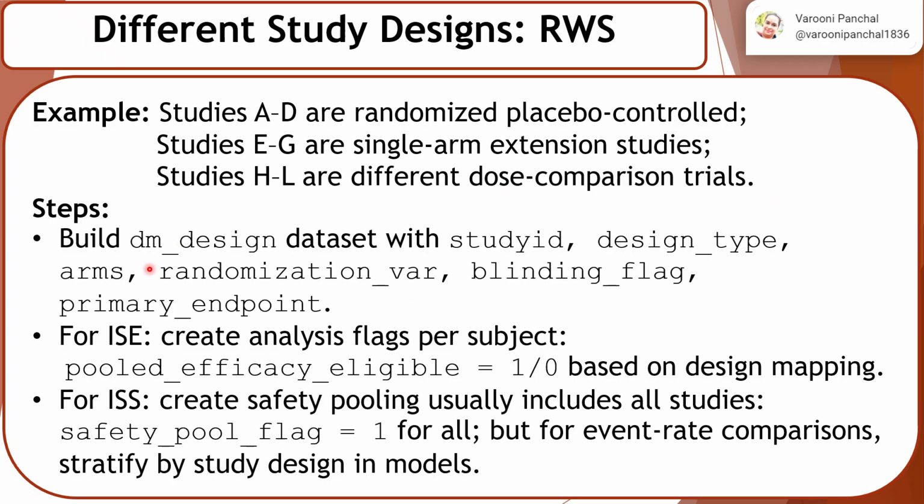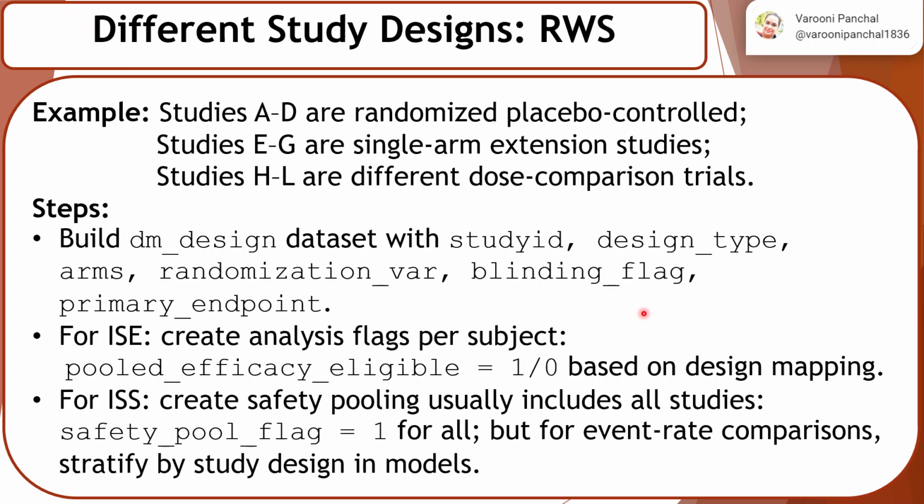Now the step is to build the DM_DESIGN dataset. Now this dataset is just a temporary one where you will combine the 12 studies into one dataset, which is DM_DESIGN with variables such as study ID, design_type. Like say for example, whichever study type it is, you will mention in this particular variable. The arms, whether it's placebo, parallel or crossover, those arms will be present here. The randomization variable, so if it is randomized, the randomization number and whatever the sequence is if it's a crossover, all that information will be mentioned here.